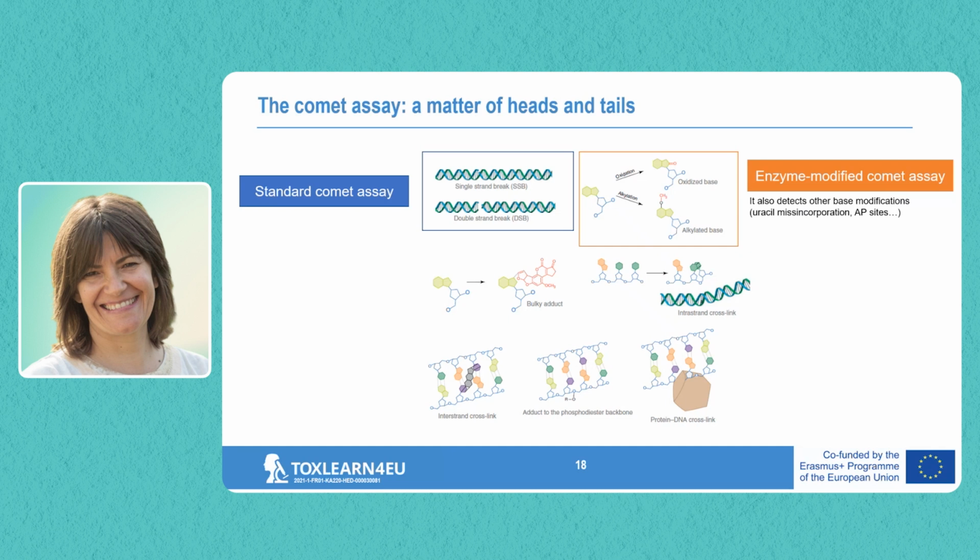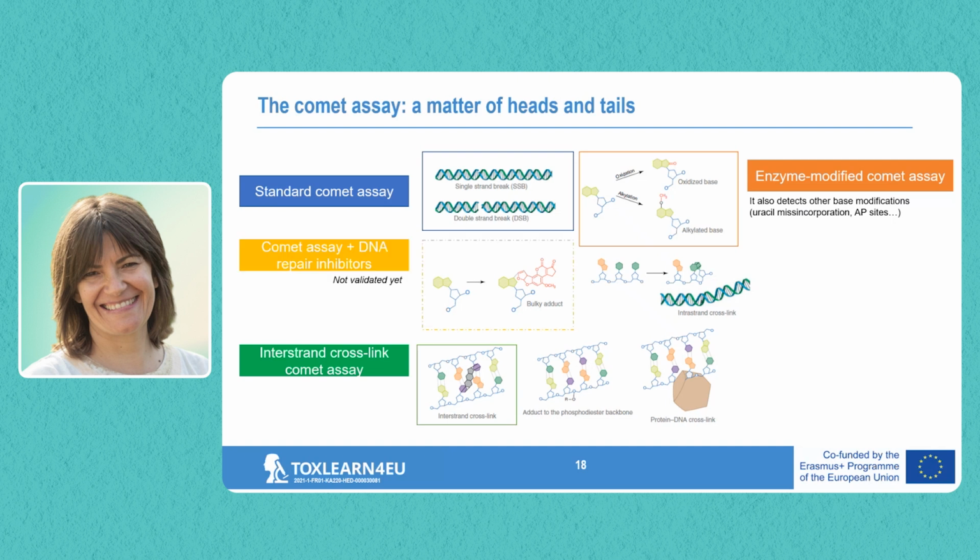Here are just these two examples, but this enzyme-modified Comet Assay can also detect uracil misincorporation, which is another lesion, or the AP sites we were talking about, the alkali labile sites. They can also be detected with this. We are going to see an example, so you will see how it works. There are other versions, like the inter-strand cross-link Comet Assay, with which you can detect inter-strand cross-links.